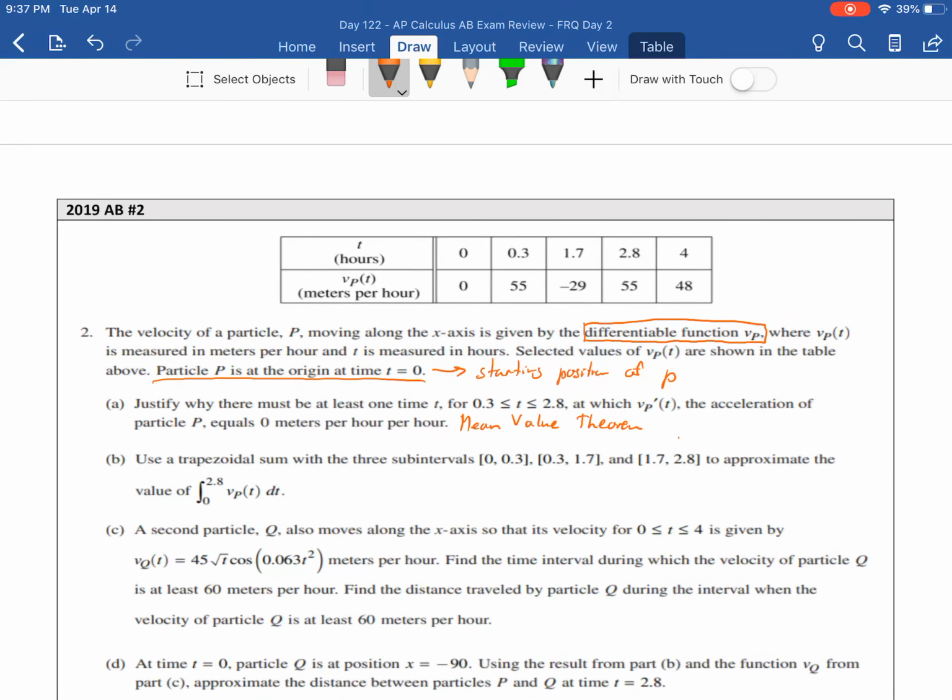there must exist some x value, in this case some t value, such that the derivative at that x value is equal to the slope of the endpoints of the interval. So in this case, the endpoints of our interval would be 2.8 and 0.3. So that's what we're going to be doing. So let's do that.